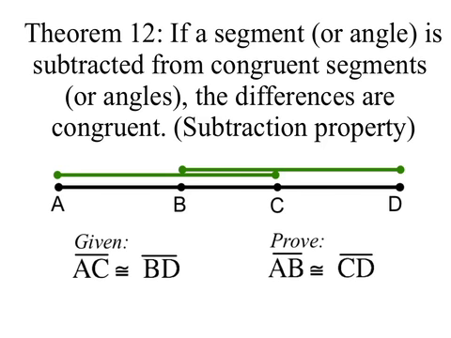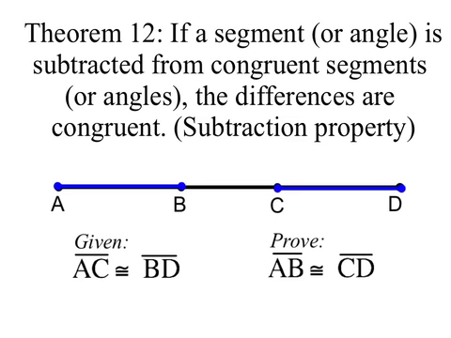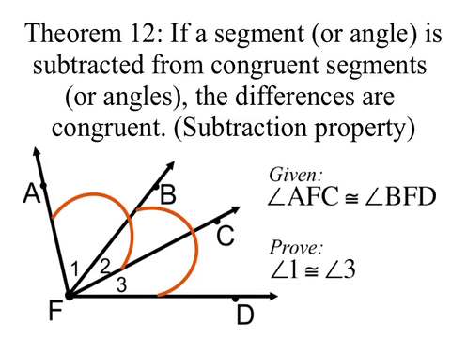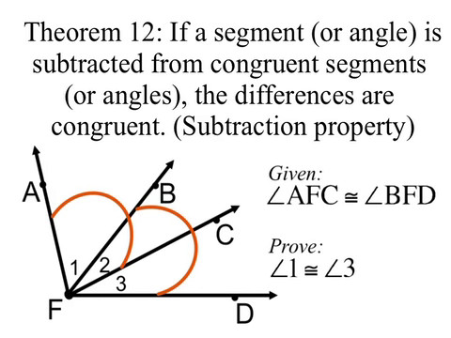We'll start with segments. And we're given that AC is congruent to BD, which are both marked with green segments. And we're going to subtract out the middle part, the BC, and what we're left with is that AB is congruent to CD. For angles, we're given three adjacent angles that look like this. Angle AFC is given as congruent to angle BFD.